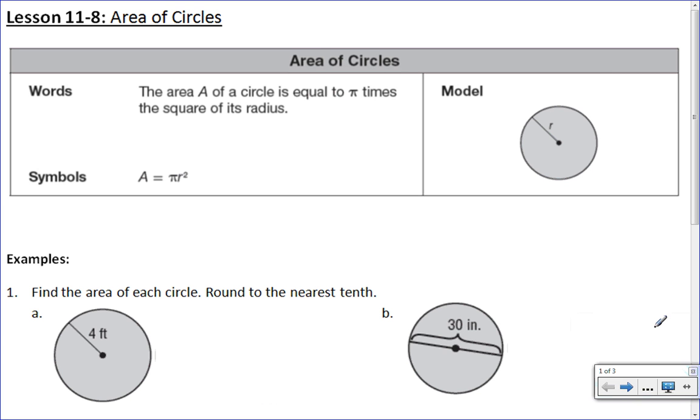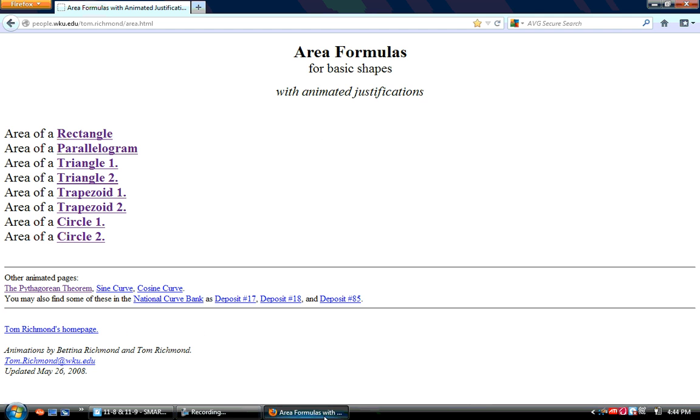Okay, this is lesson 11.8, area of circles. The area A of a circle is equal to pi times the square of its radius. So A equals pi times the radius squared. And there are two really neat animations that show why that formula works. So let's go ahead and look at the first one.